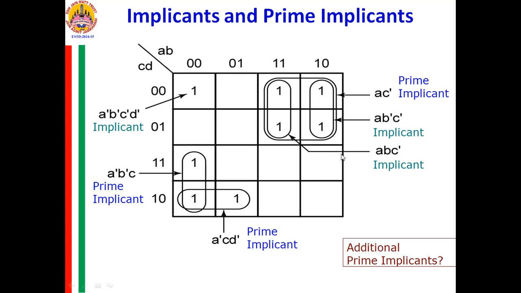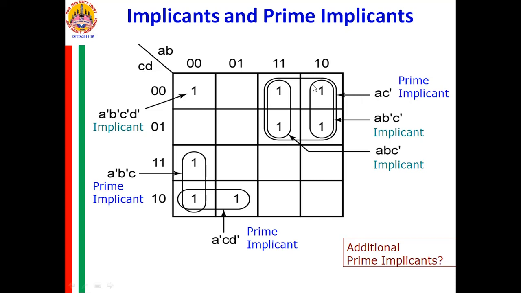Now, this group of one is called an implicant. This can further combine with these nearby ones. So this is also an implicant, but these two implicants can further combine together to reduce another variable. So a group of 4 ones here is called a prime implicant.